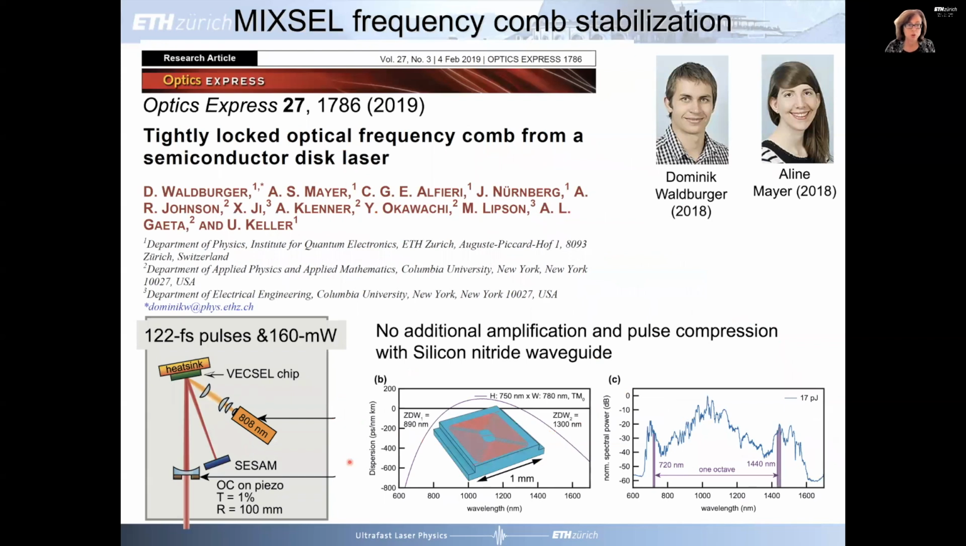So we also showed that when we used these femtosecond pulses from a mode-locked VECSEL chip, we have good stability, so that we can stabilize the frequency comb with supercontinuum generation in a silicon nitride waveguide without any additional external amplification of the signal, and get a stable frequency comb.